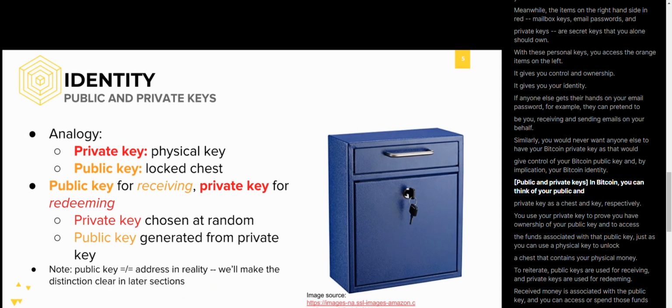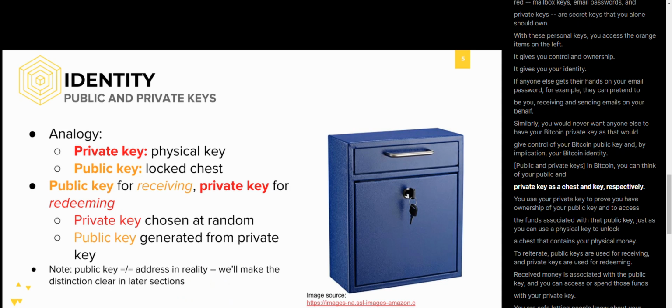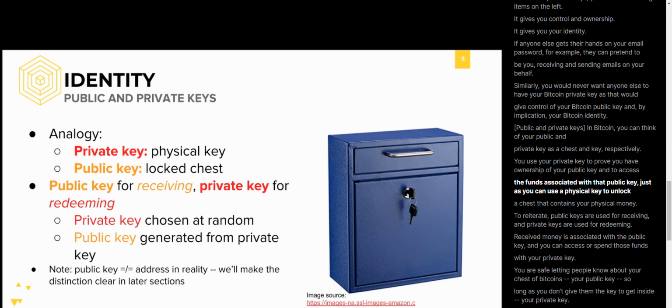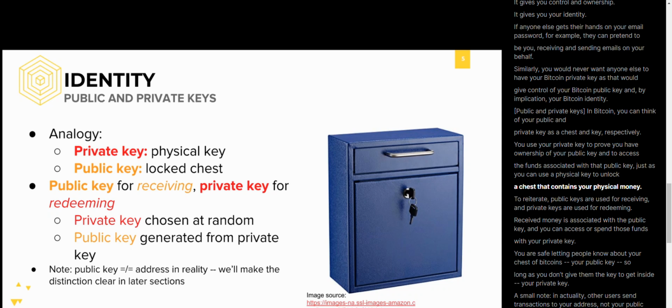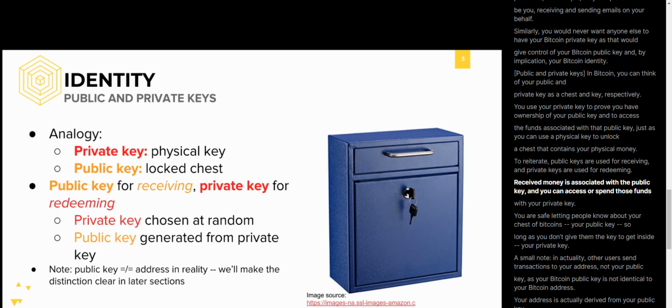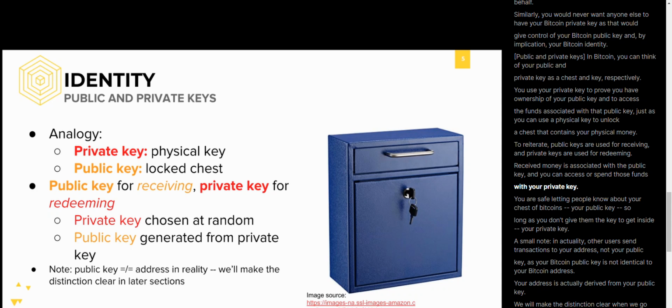In Bitcoin, you can think of your public and private key as a chest and key, respectively. You use your private key to prove you have ownership of your public key and to access the funds associated with that public key, just as you use a physical key to unlock a chest that contains your physical money. To reiterate, public keys are used for receiving and private keys are used for redeeming. Received money is associated with your public key, and you can access or spend those funds with your private key.